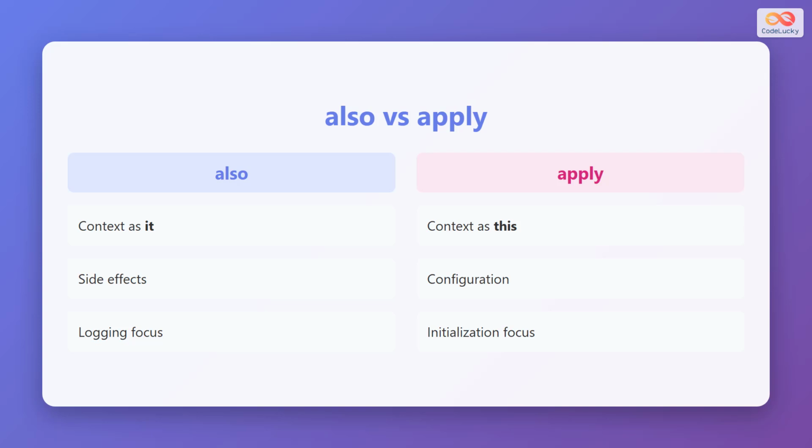Now let's compare also with its close cousin, the apply function. While they seem similar, they serve different purposes. The also function accesses the context object as it, making it ideal for side effects like logging where you want to clearly see you're working with a separate object. The apply function, on the other hand, accesses the context object as this, which is perfect for configuration and initialization where you're directly modifying the object's properties. Also is focused on logging and debugging, while apply is focused on object initialization and setup. Understanding this distinction will help you choose the right function for each situation.